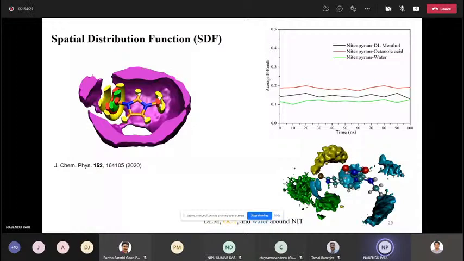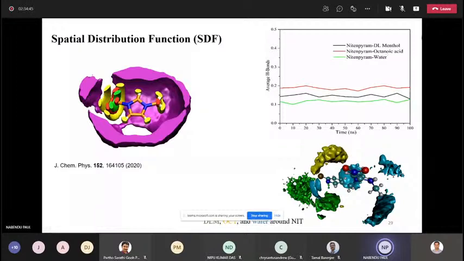You can see that the hydrogen bonding that we have observed here is different from the interaction energies, like from the RDF. Here, the menthol octanoic acid average hydrogen bonding is higher than both DL menthol and water.